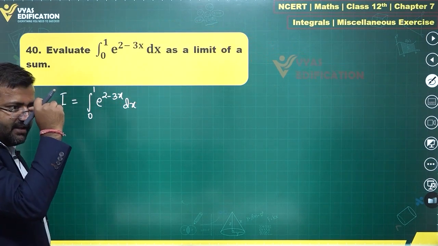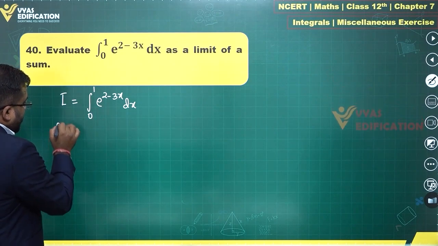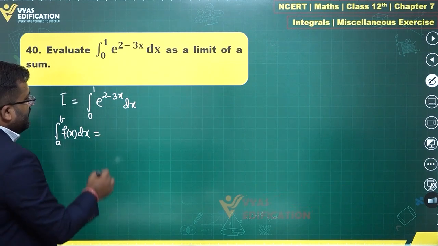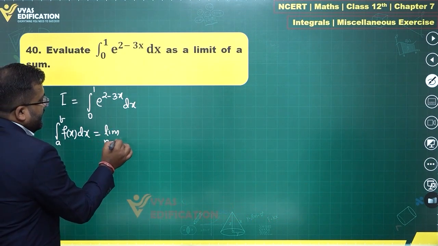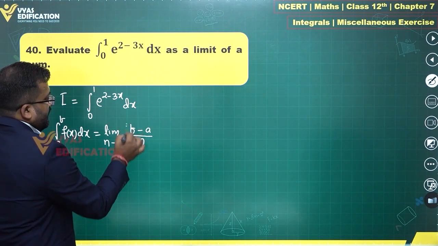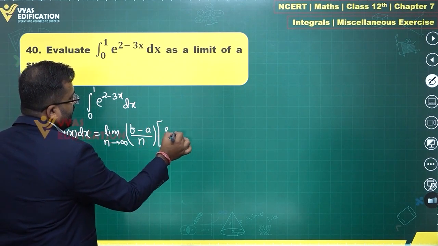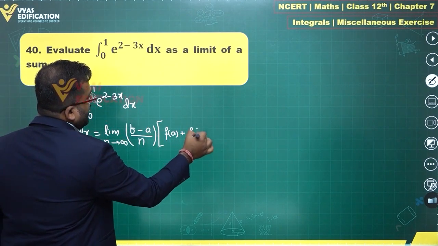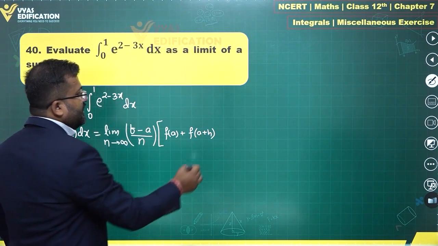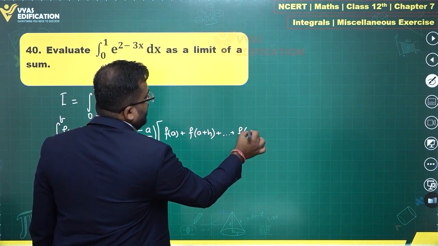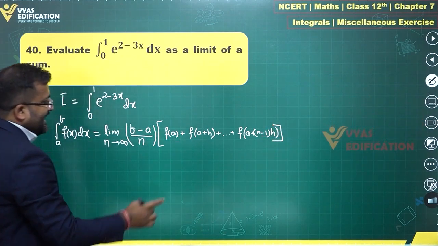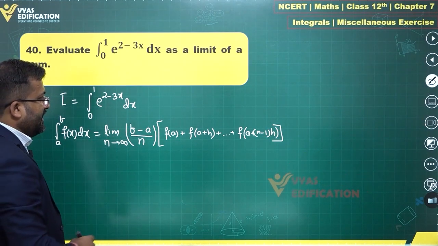And we should remember that for the limit of a sum, for the expression integral a to b f(x) dx, remember this expansion: this is equal to limit n tends to infinity, (b minus a) upon n, in the bracket f of a plus f of a plus h, in those rectangles you are taking the left hand side, up to f of a plus (n minus 1)h. The important thing is h is equal to (b minus a) upon n.